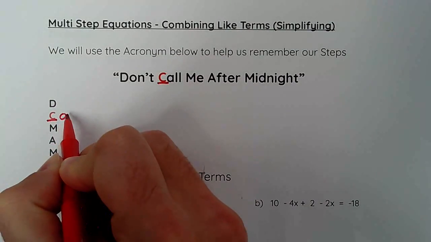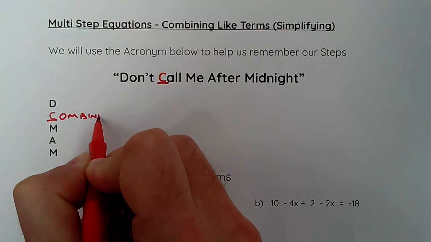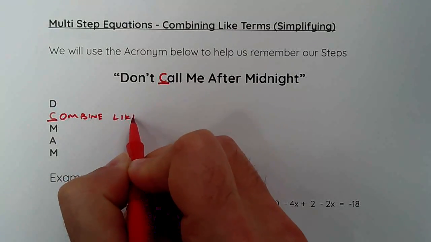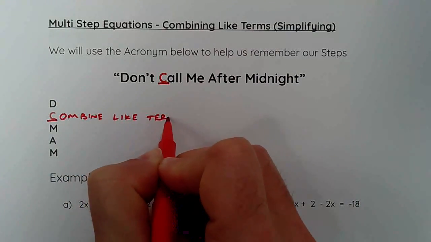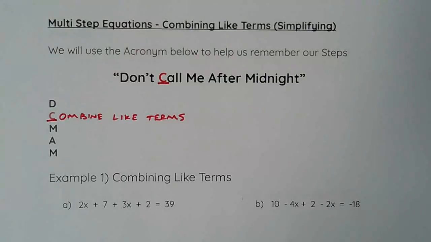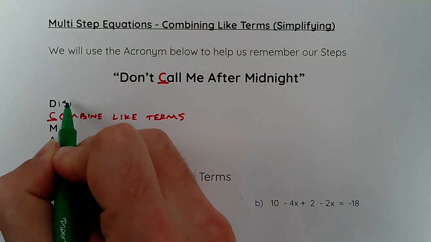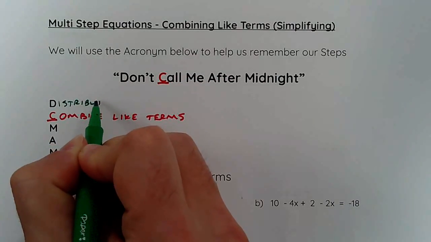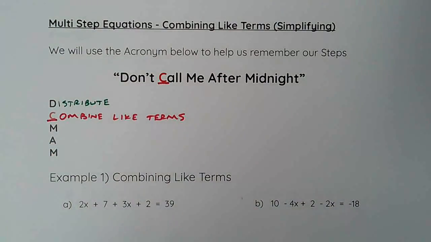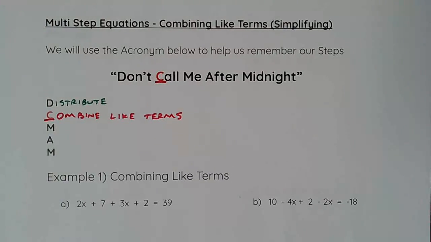So combine like terms. Notice combine like terms follows distributive property. So we will look to distribute first if we can. All right, let's jump into it.